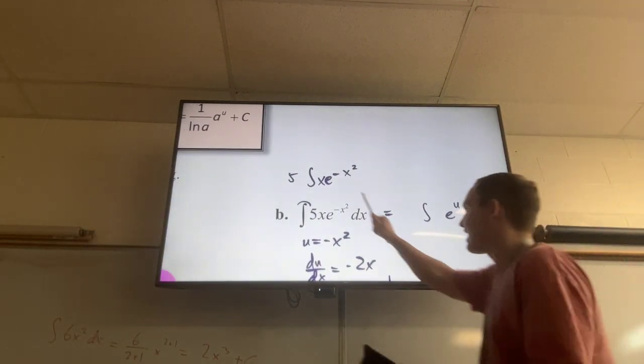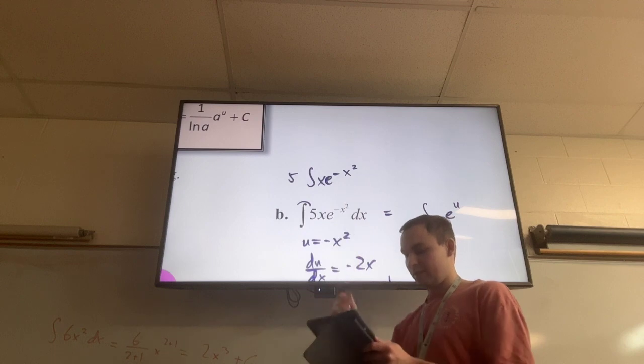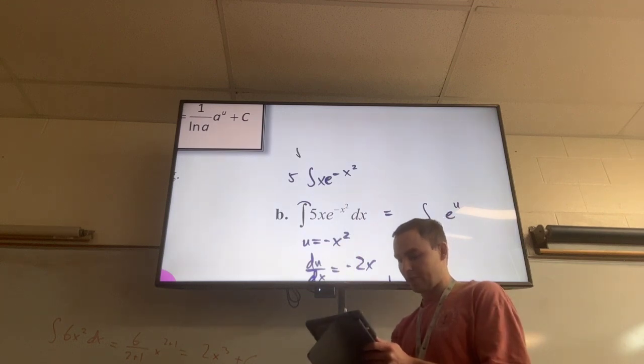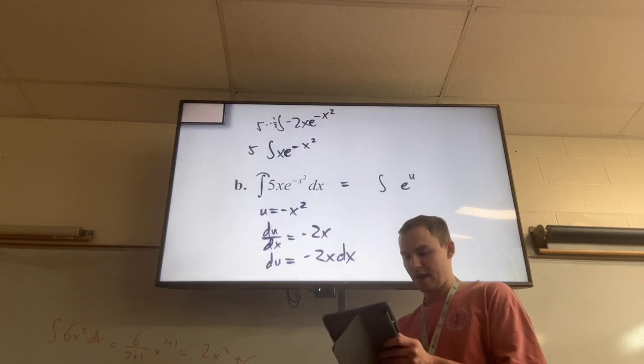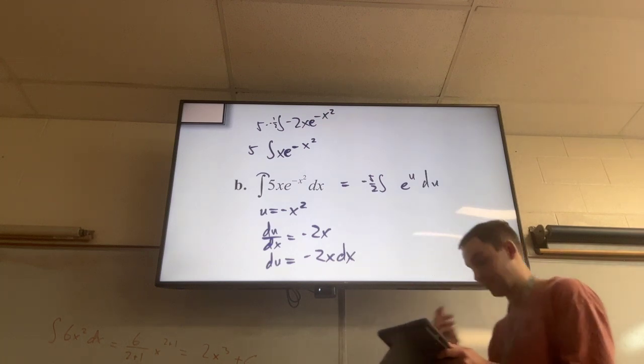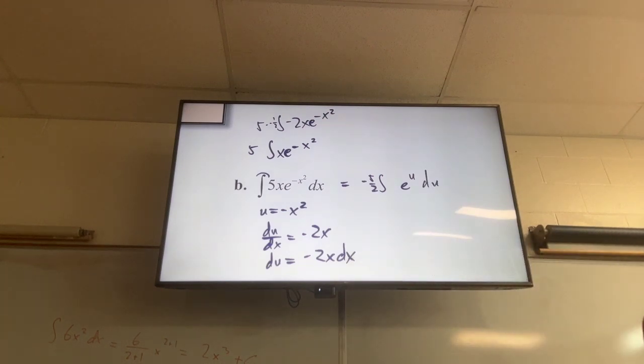And then I need this to be a negative 2 right here, right? So let's put a negative 2 there. And since I put a negative 2 there, what do I need to put right here outside to compensate? Times negative 1/2. Okay? So it's going to be negative 5/2 e to the u du. All right? Take that antiderivative.